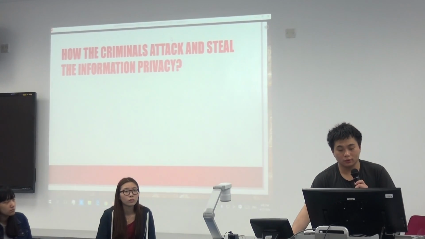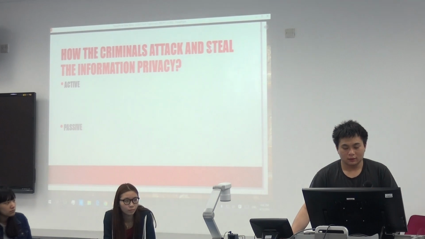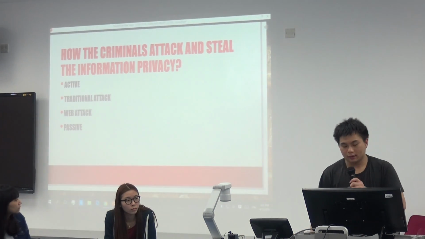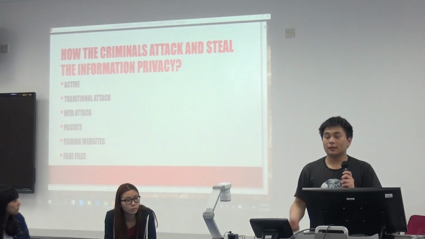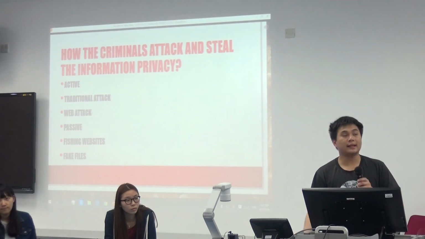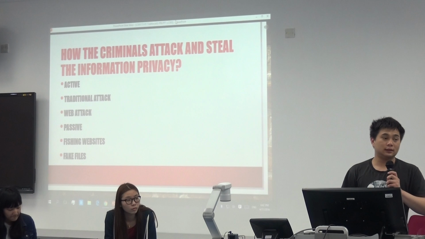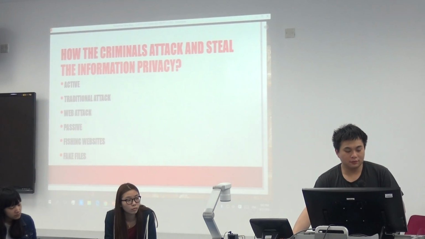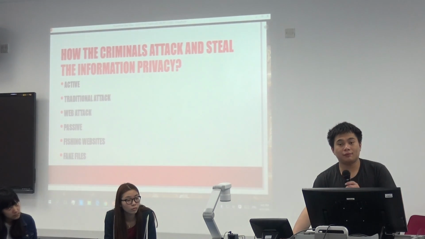And then, how do criminals attack and steal information privacy? There are two types of these attacks, which are active and passive. In active attacks, there are traditional attacks and web attacks. In passive attacks, there are phishing websites and fake files. There are some differences between traditional attack and web attack. A traditional attack attacks the target directly, and a web attack uses some internet vulnerability to attack others. And if users open the phishing websites or the fake files, the attack will be successful.